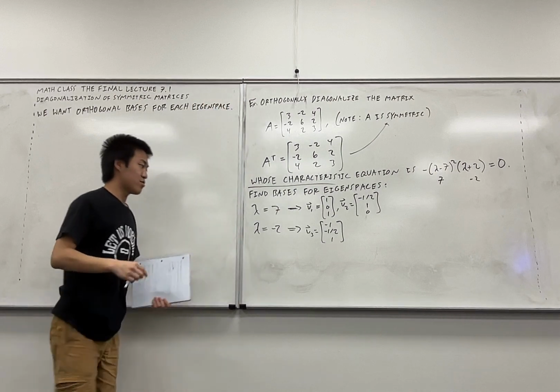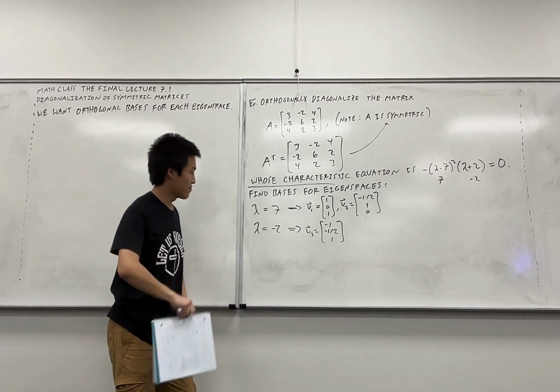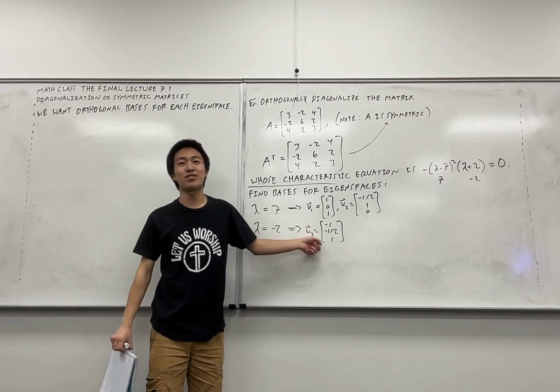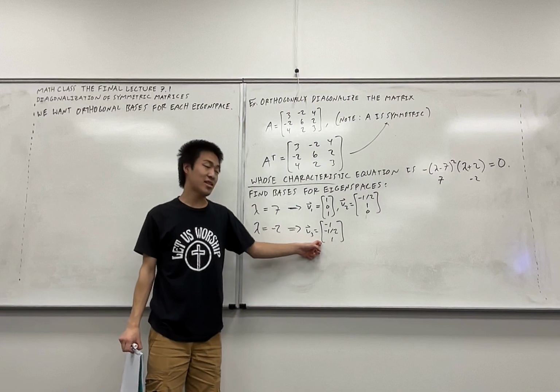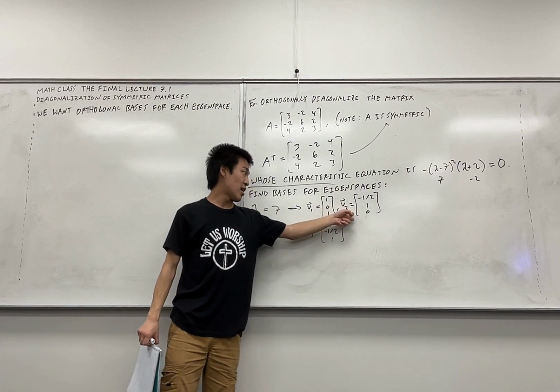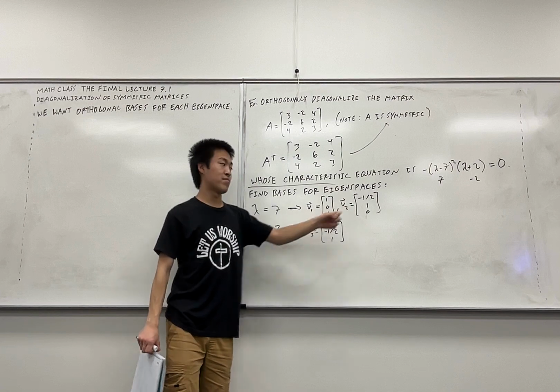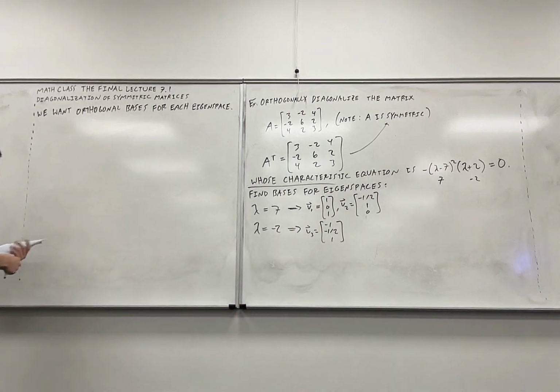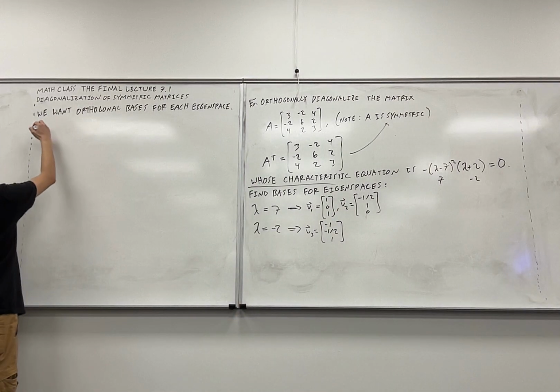Now, that's not too bad because one of these is really easy. It's just a vector by itself, so we won't have to do anything special with it. However, we have two vectors here that are not orthogonal to each other right now. How do I know that they're not orthogonal?